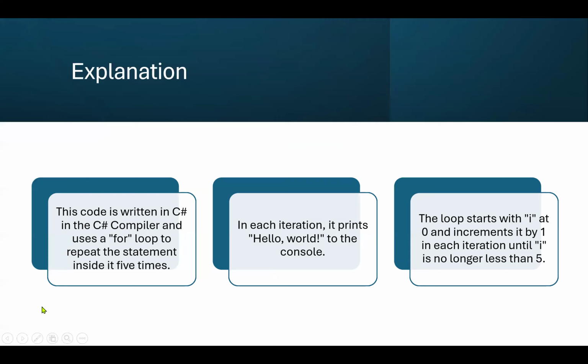So, an explanation of the for loop: the code is written in C sharp, and the C sharp compiler uses a for loop to repeat the statements inside it 5 times. In each iteration, it prints hello world to the console. That means the output that comes out of that loop is a print of hello world to the console. The loop starts with i at 0. That's the variable, it starts at 0, and it goes in increments of 1. That means it will iterate 5 times.